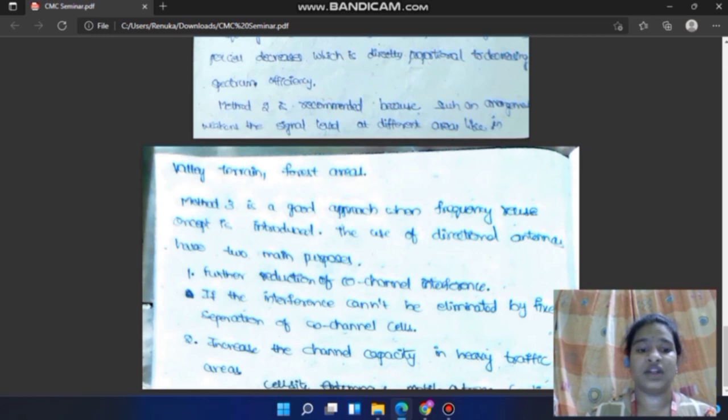The use of directional antennas has two main purposes. First one, further reduction of co-channel interference if the interference can't be eliminated by fixed separation of co-channel cells. Second one, increase the channel capacity in heavy traffic areas.